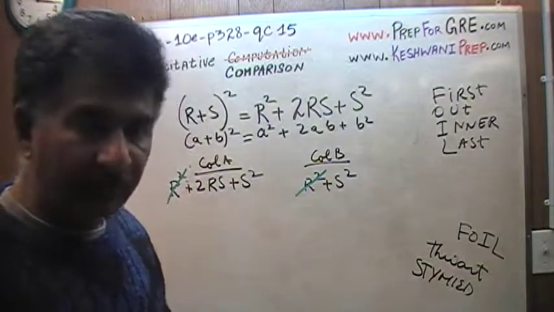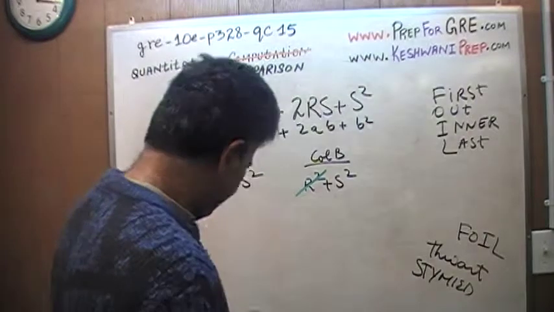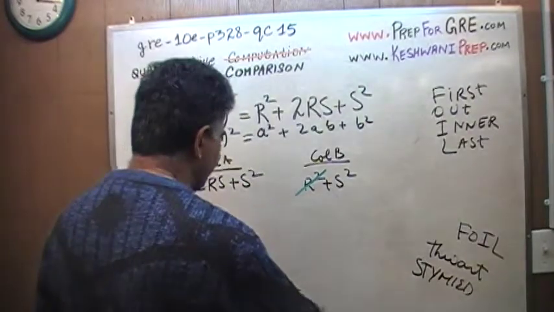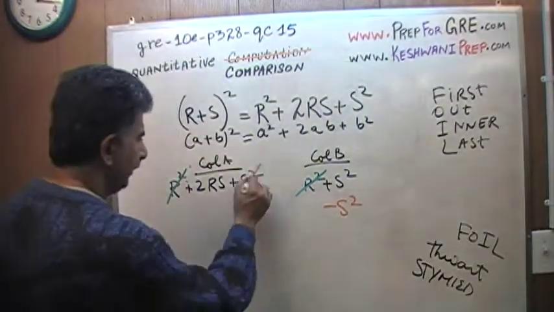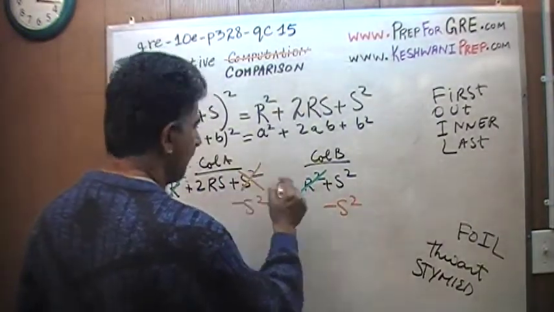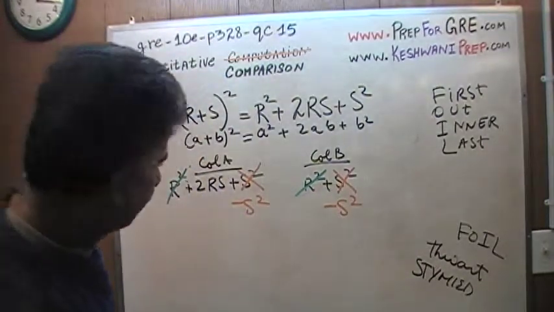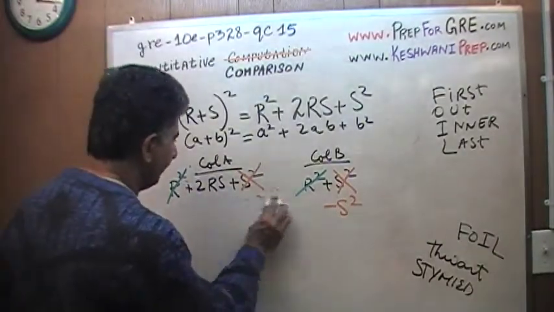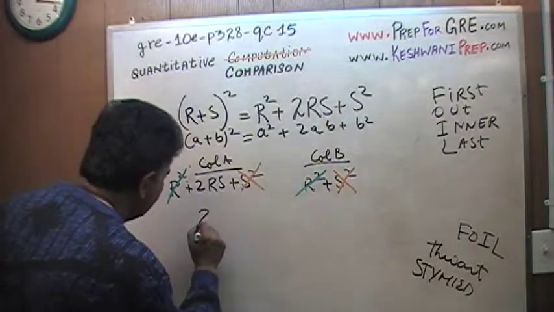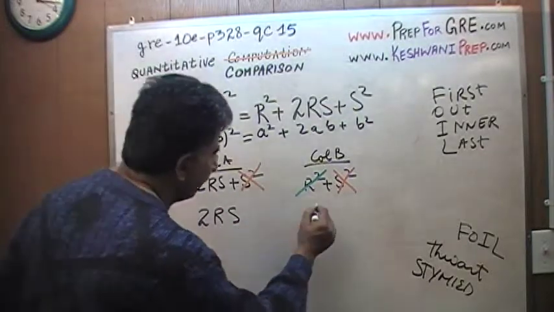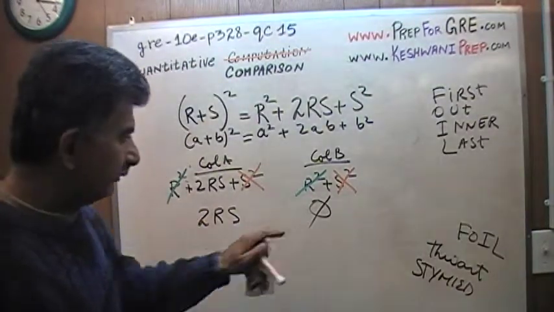Similarly, we can subtract S squared from both sides. If you were to do that, subtract S squared from here and subtract S squared from here, that will take out this S squared. There you go. It's gone. Okay? So what are we left with in the first column? In the first column we are left with 2 times R times S. In the second column we are left with big fat 0. That's what they want us to compare: 2 times R times S versus 0.